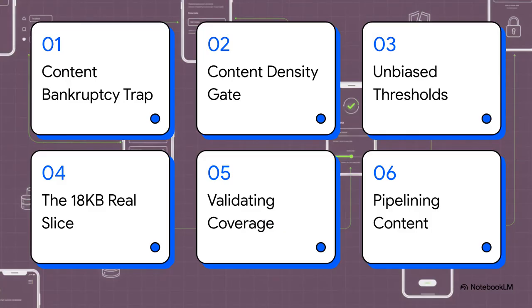Okay, let's dive into this. Here is our roadmap. We're going to hit the content bankruptcy trap, the content density gate, setting unbiased thresholds, the 18 kilobyte real slice, validating real coverage, and finally, pipelining the content. It's going to be a total masterclass in avoiding wasted development time.